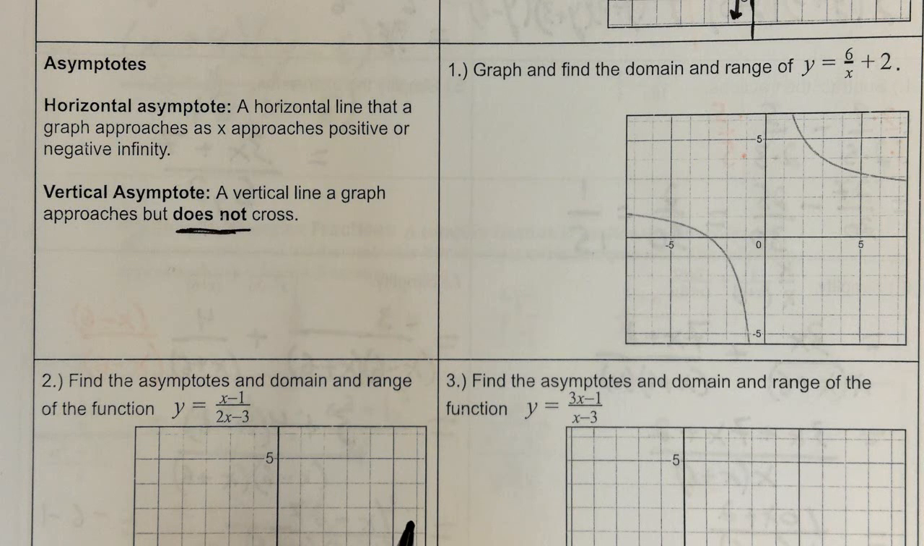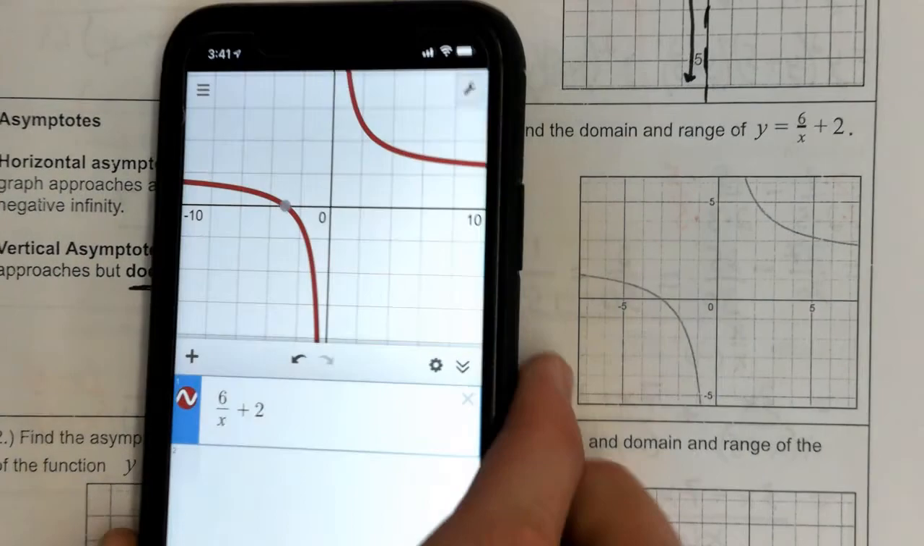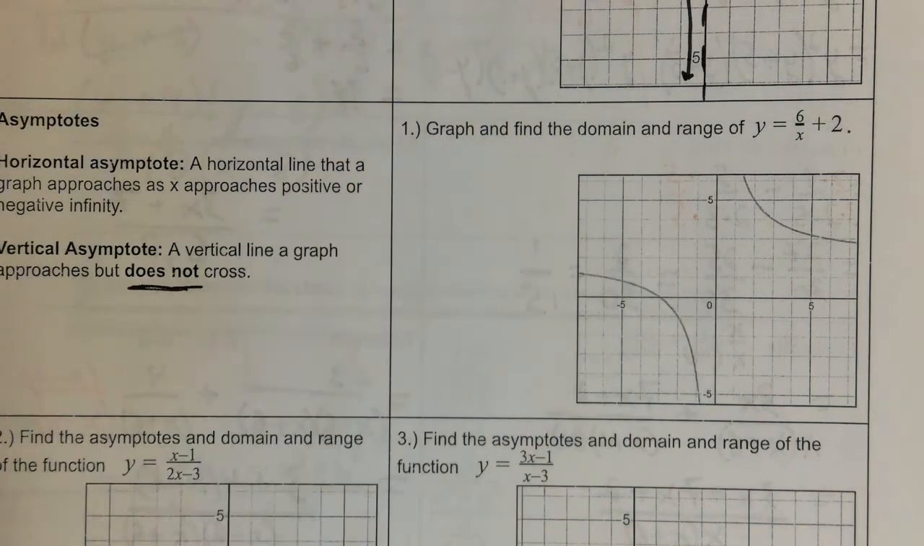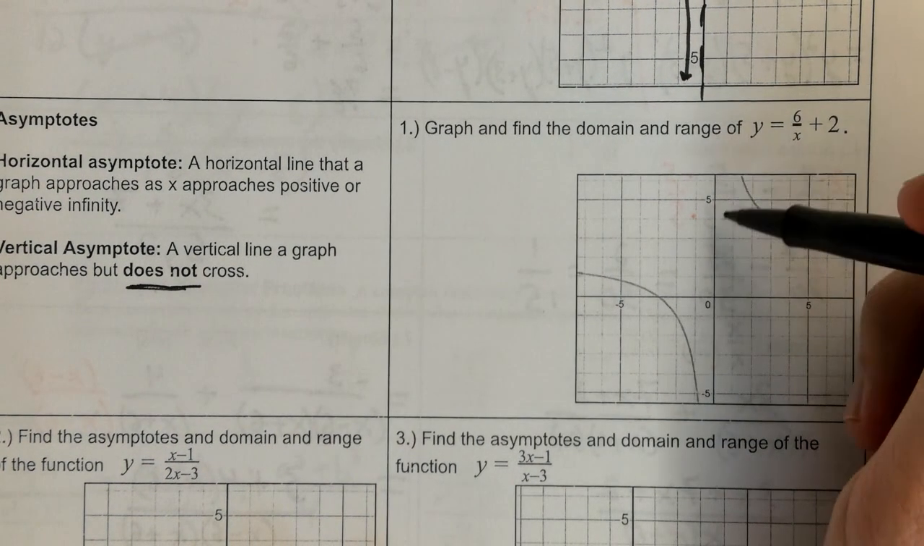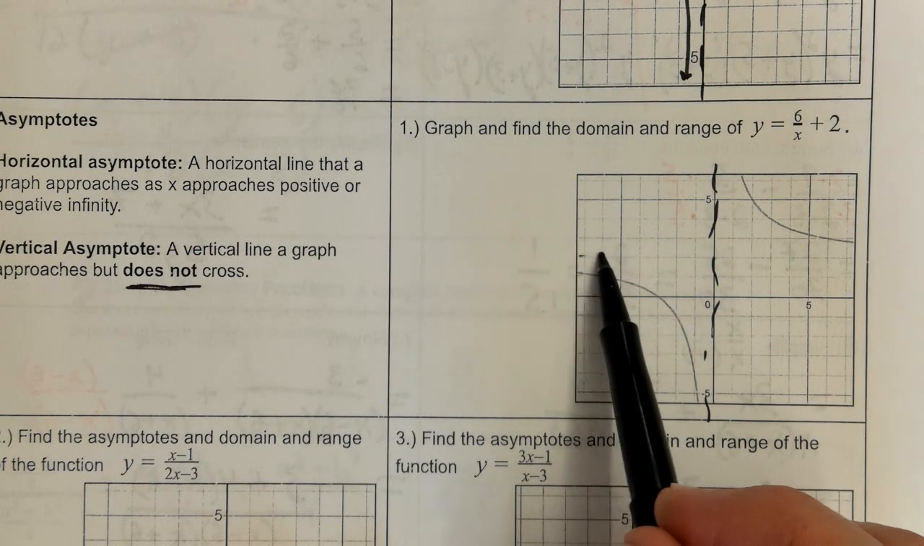Okay, so when we take a look at the graph of 6 over x plus 2, and you can just put this into Desmos, what you'll see is that this takes the graph y equals 1 over x and moves it up 2 and stretches it vertically. And so you can see that there's going to be a vertical asymptote here at 0 and at 2 there's a horizontal asymptote.